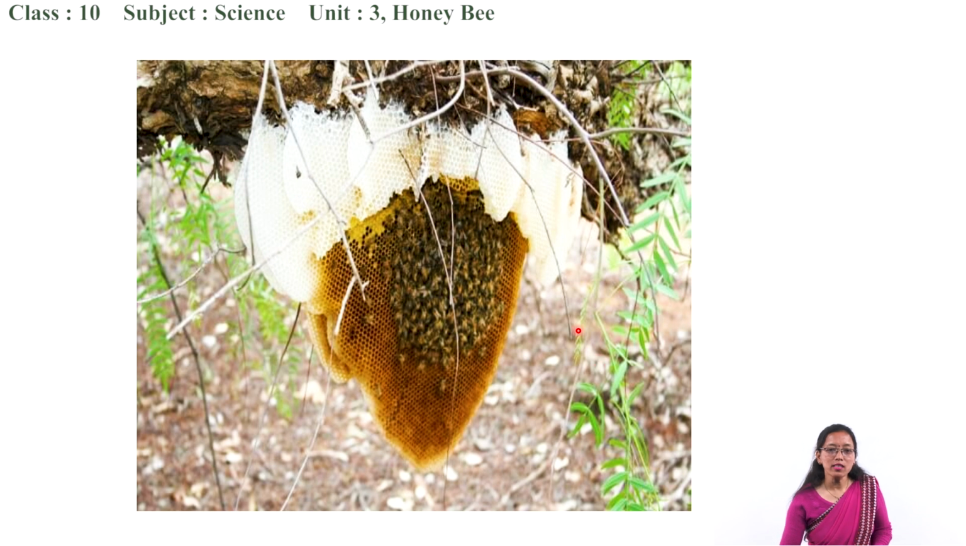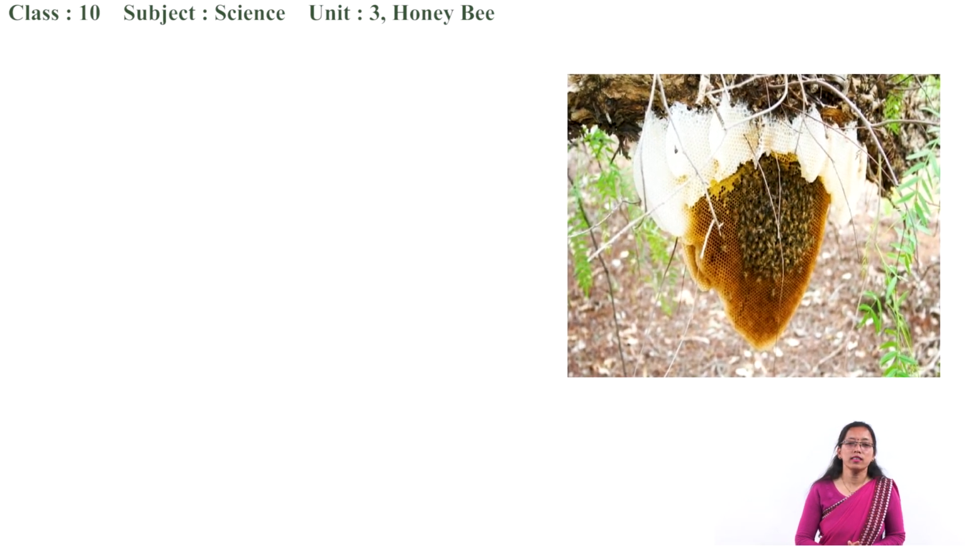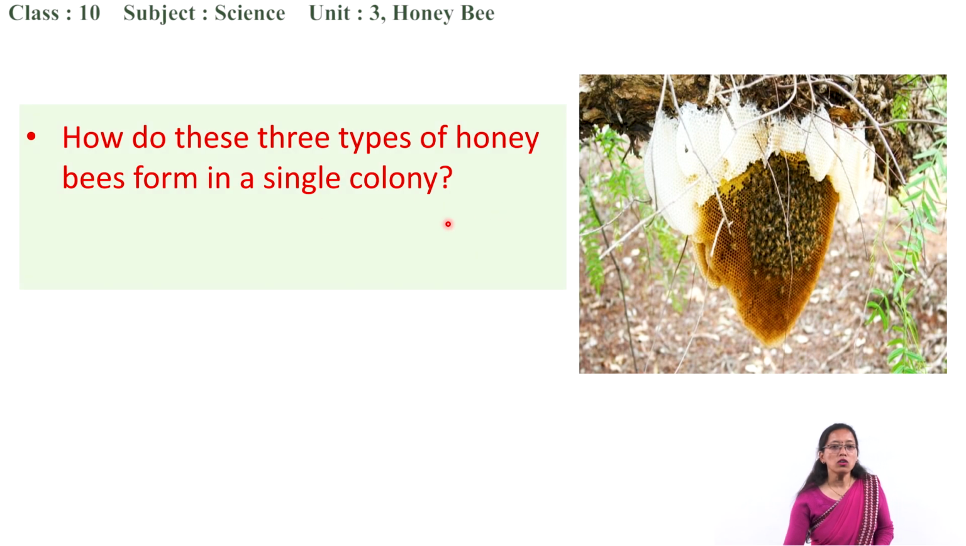Similarly, you can see another hive here. This is also a natural beehive, which is in the branch of a tree. Here also one question is there. How do these three types of honeybee form in a single colony? In the previous class, we discussed the three types of honeybees. What are those? Yes, those are queen bee, drone bee and worker bee. And how are these three types of honeybees produced?